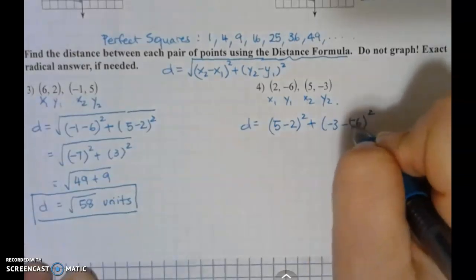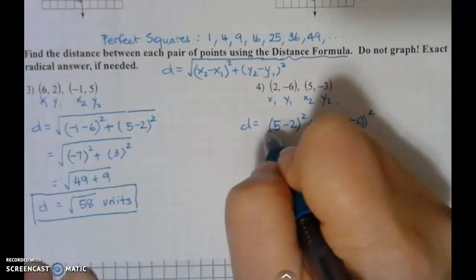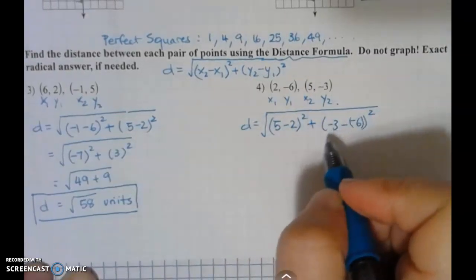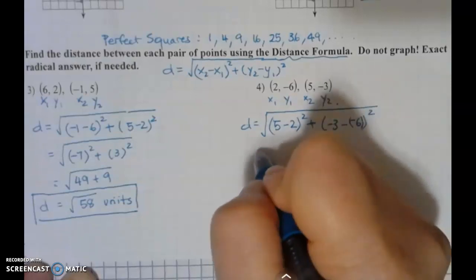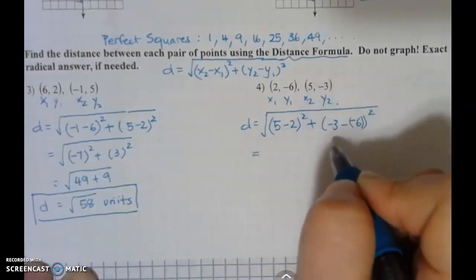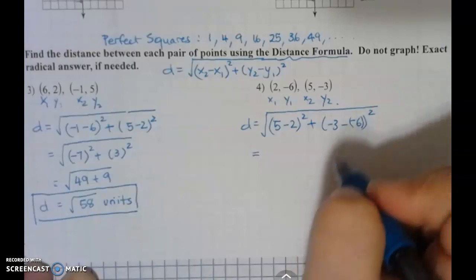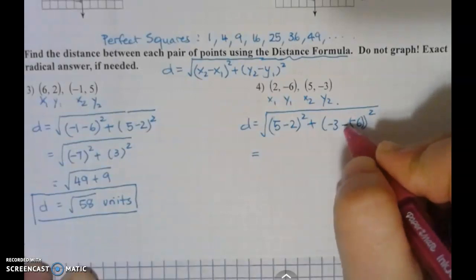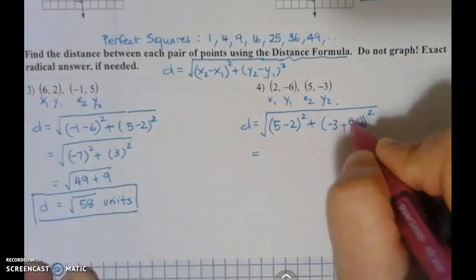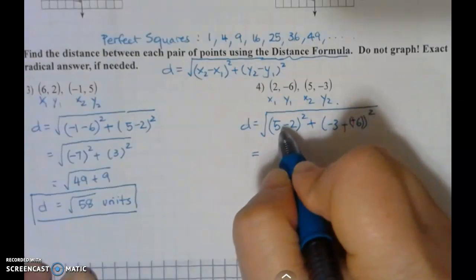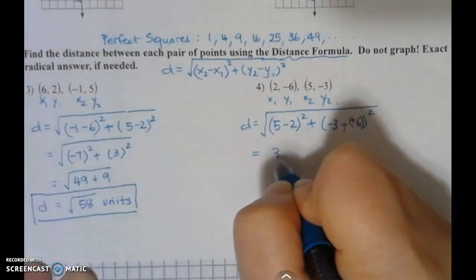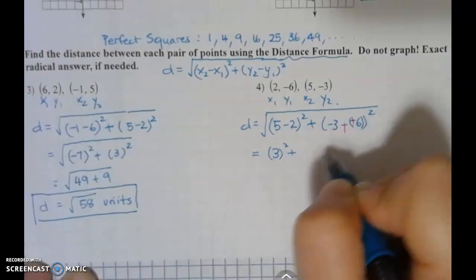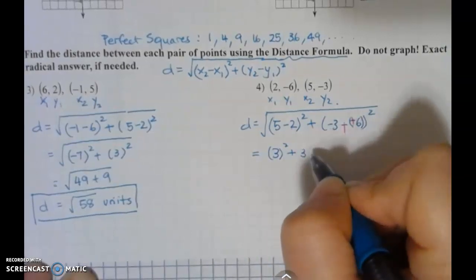And I'm even going to put parentheses here so that I do not lose my negative sign. Because if I lose that, you're going to come up with a completely different answer. So we don't want to do that. So avoid doing that by putting in parentheses. Then you're not going to make that mistake. Then at this point, because I see negative, negative, I can change this to positive, positive. And this becomes 5 minus 2 is 3, all squared, plus, what's negative 3 plus 6? That's also 3.